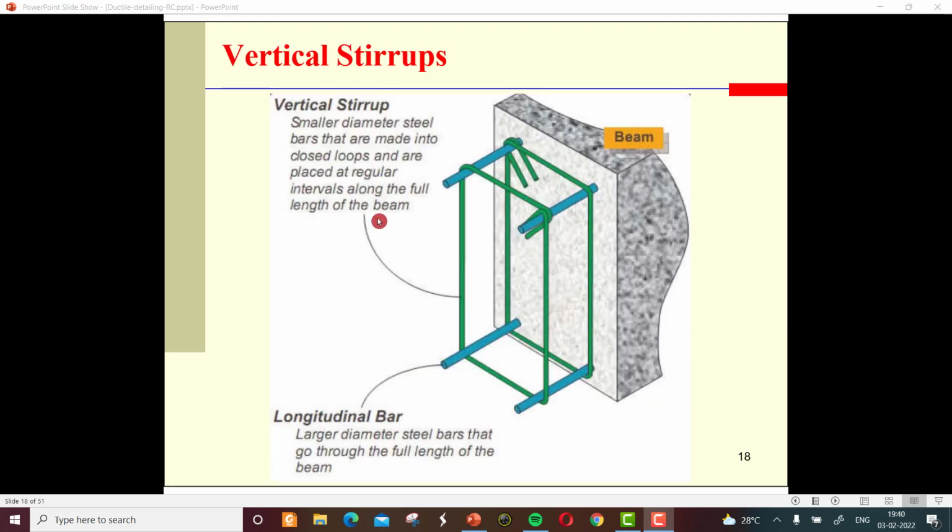This is a 3D image showing the vertical stirrup. The smallest diameter steel bars are made into a closed loop, this green one, and are placed at regular intervals along the full length of the beam. The blue is the longitudinal bar, larger diameter steel bars that go through the full length of the beam.